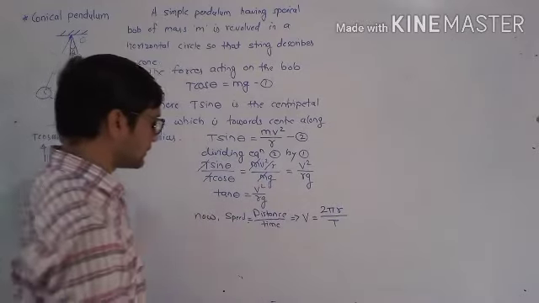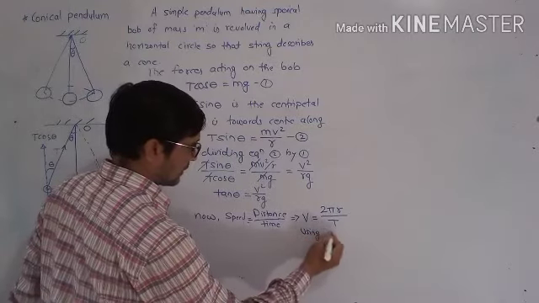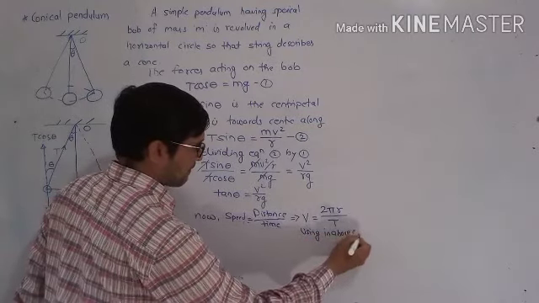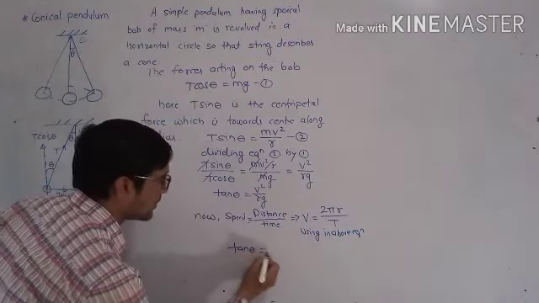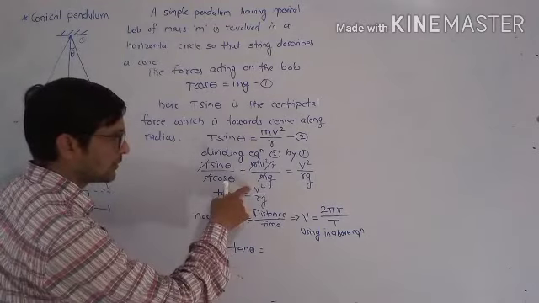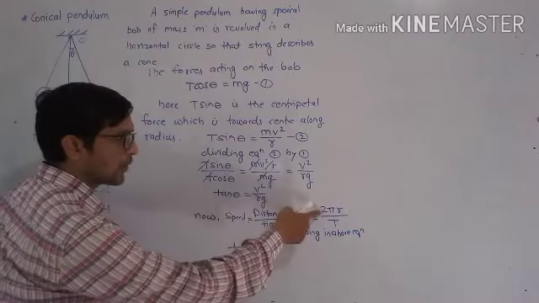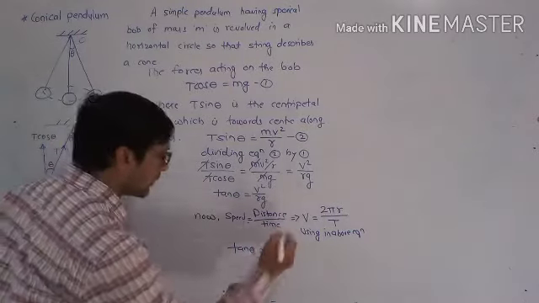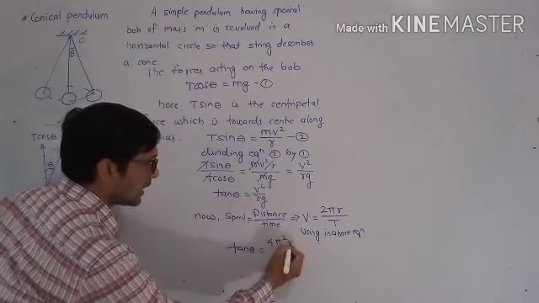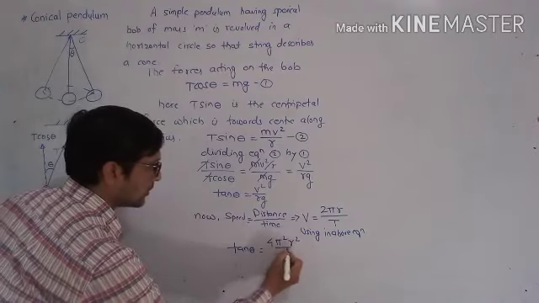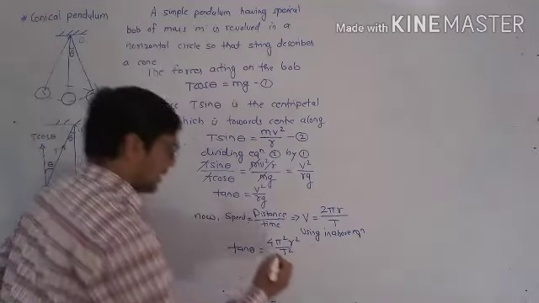So we can use this in the above equation. So tan theta is equal to v square upon r g, where v is equal to 2 pi r upon T. So here it is v square. Square of all these terms: 2 square is 4, pi square is pi square, r square, and upon T square.